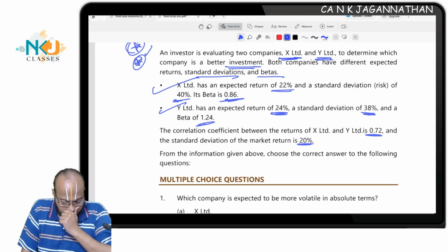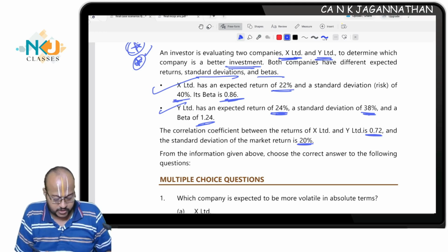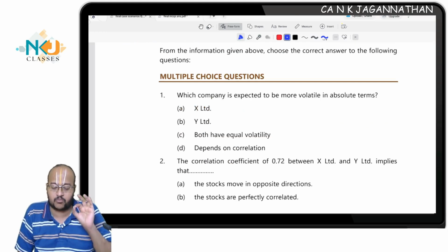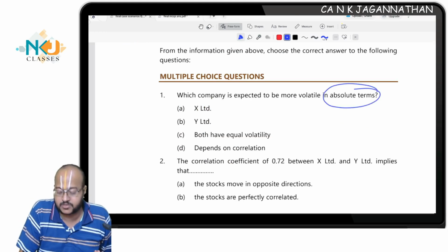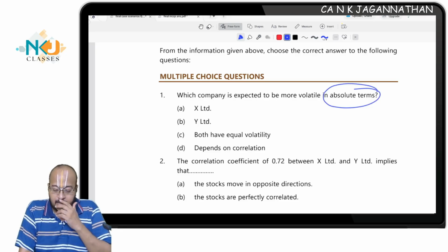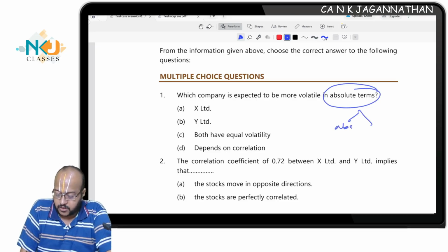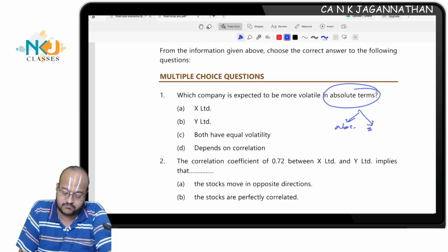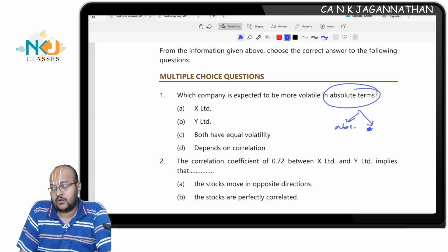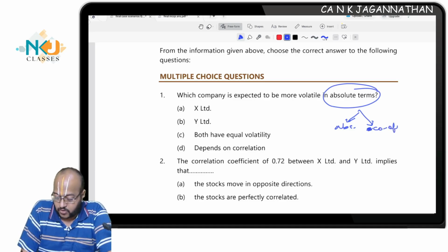From the information given above, answer the following questions. Which company is expected to be more volatile in absolute terms? See, the risk is measured in absolute terms, or in comparison to mean, which I called the coefficient of variation. Coefficient of variation. This I will measure.